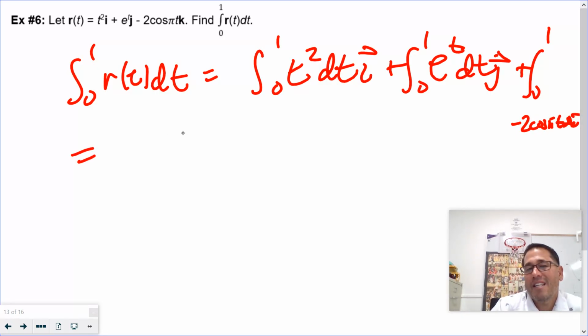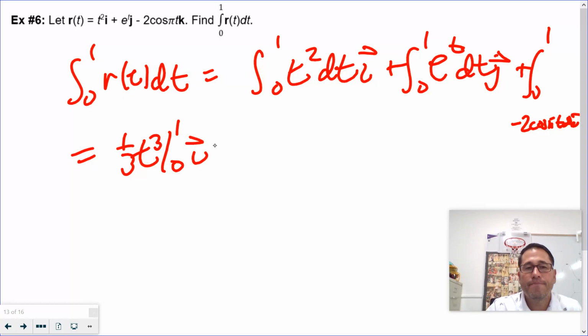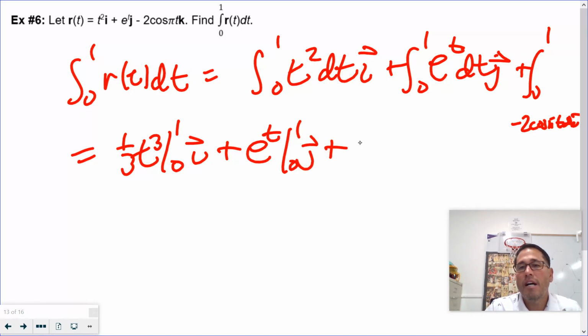All right, so let's just take the antiderivative of each one of these, slap an i, j, k on it. That's all it really is doing. So that'd be 1/3 t to the 3rd from 0 to 1 i. Plus that'd be e to the t from 0 to 1 j, plus this would be, what would that antiderivative be? The antiderivative of negative 2 cosine would be sine, and then it's going to have to do a little u sub. So that'd be 2 over pi sine of pi t from 0 to 1.